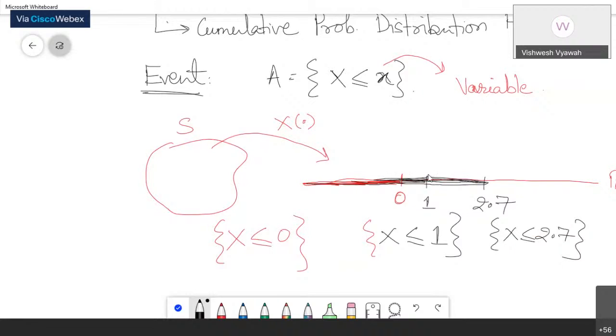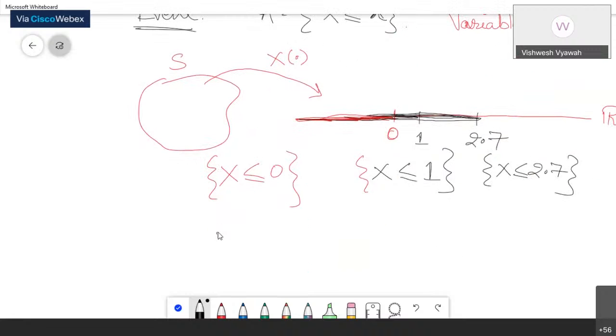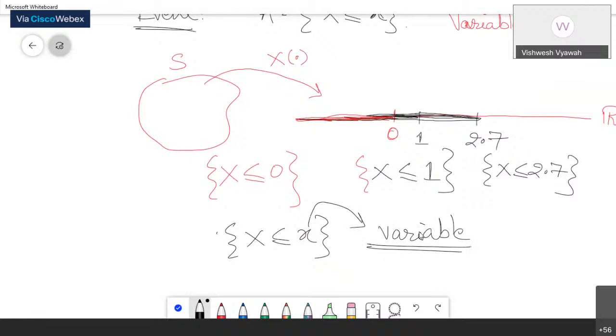So when you talk about an event X less than or equal to x, this x is a variable. You can treat this as a variable. The moment you change your x, the number of outcomes present in your event will change, and therefore its probability will change. Do you agree with this?